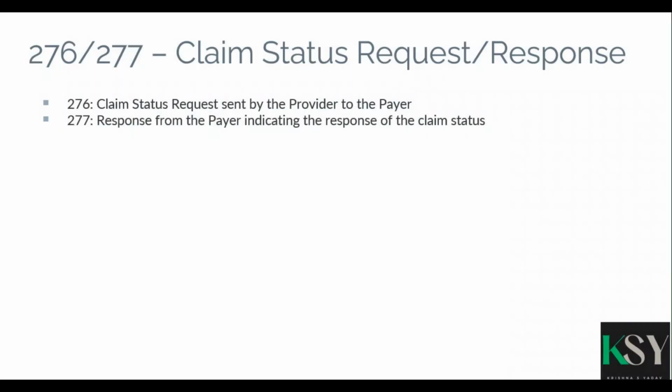Similarly, 276 and 277 are again a request and response EDI transaction. This is used to check the status of the claim. Once the providers send the claims to the payer companies, at any point of time, if they would like to know the current status of the claim, they would trigger a 276 EDI transaction in real time to the payer. The payer would then send back the status of the claim, whether it is approved, being processed, or rejected.